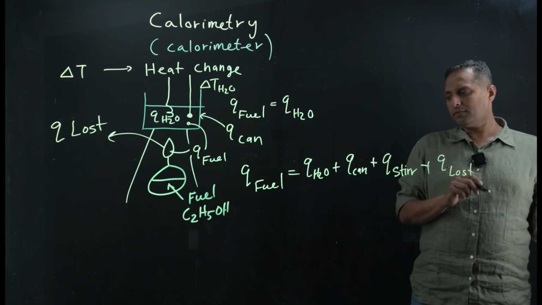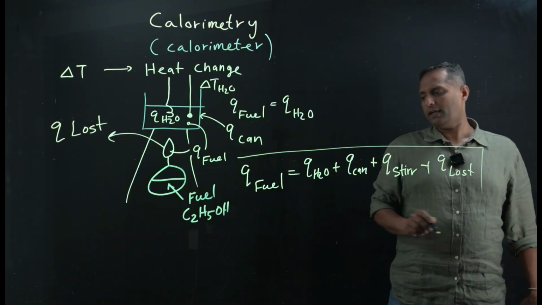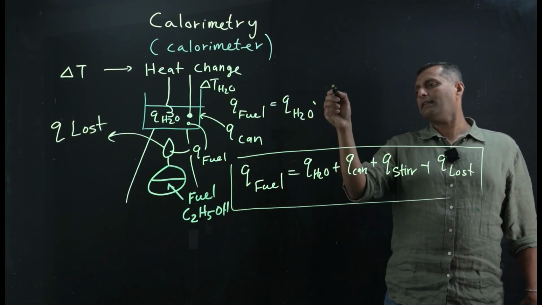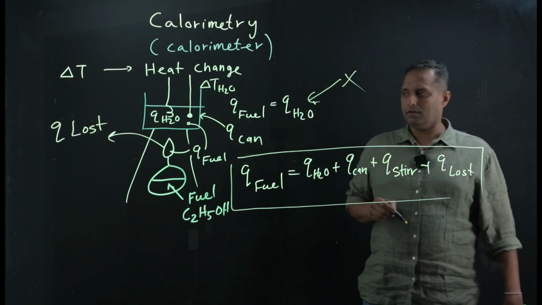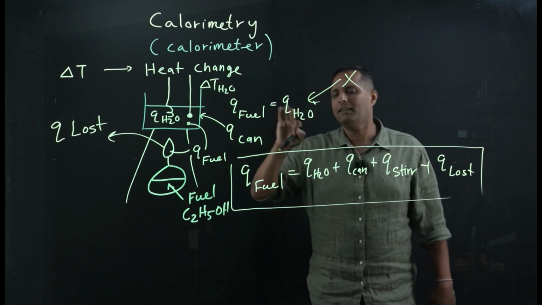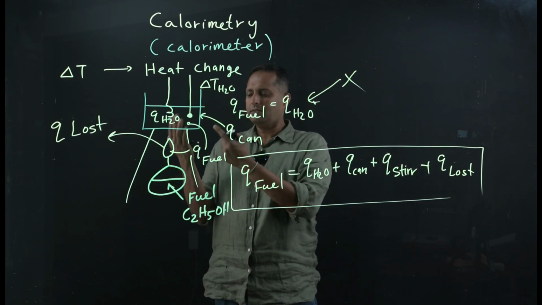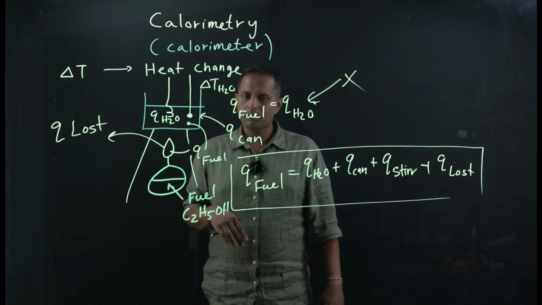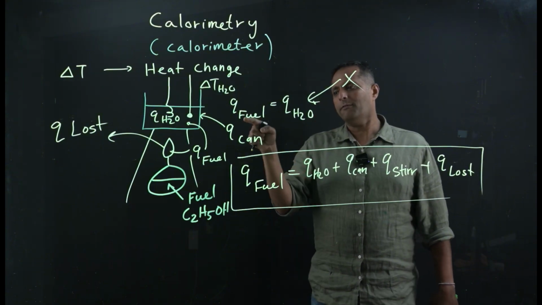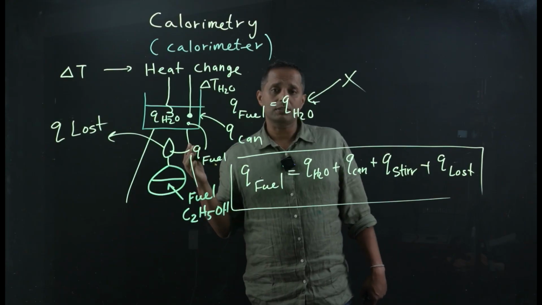Now, this expression is going to be more accurate than this one. This is wrong. In real life, it is wrong. But we did not have any other option, did we? Because at school, we only had this primitive setup. So we had to use that. So Q fuel is equal to Q water is not an accurate expression.